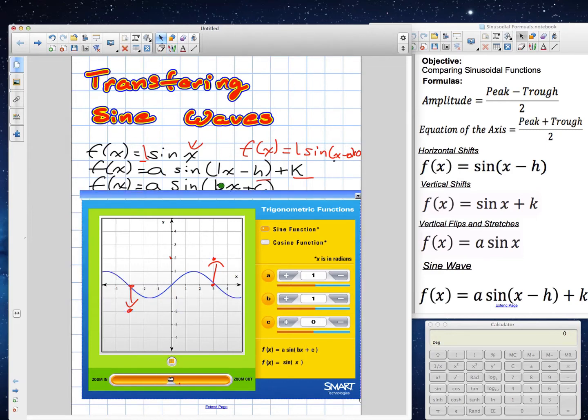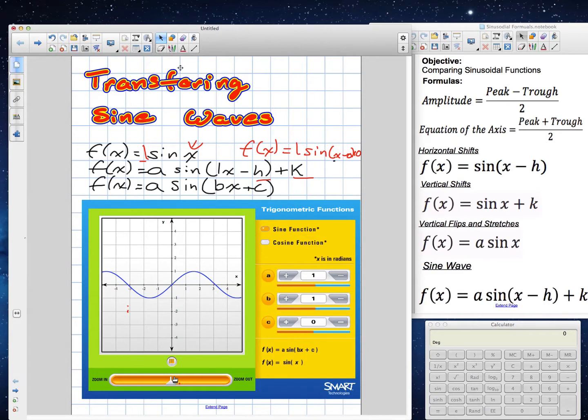Change a little, and I'll erase those. What does A stand for? It deals with the vertical stretch. So, in this case, when I change our A from 1 to the number 2, you're going to notice this is going to become more stretched.